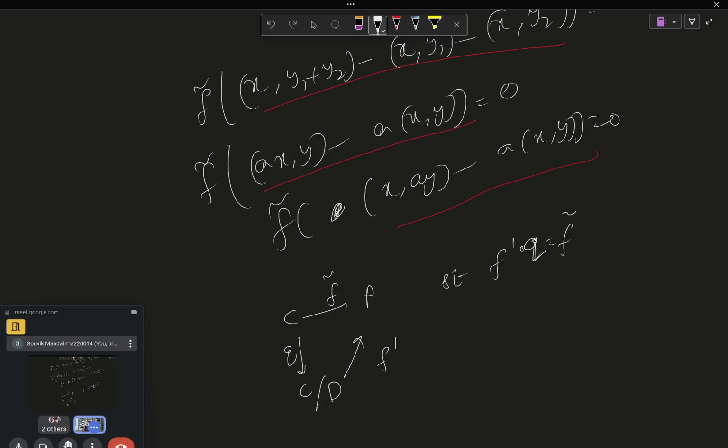Do you understand this thing? This is nothing. Just map a small f tilde sending each generator capital D to 0. So this means this map C to P is factored through C by D. Okay? You understand?